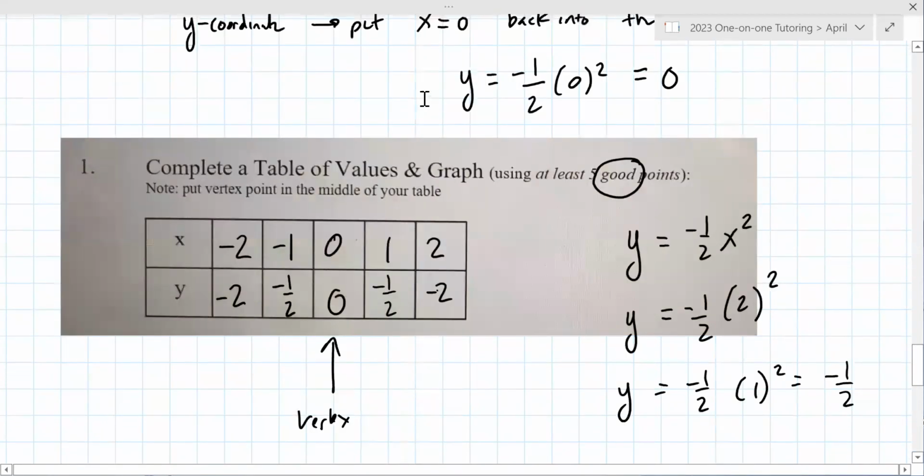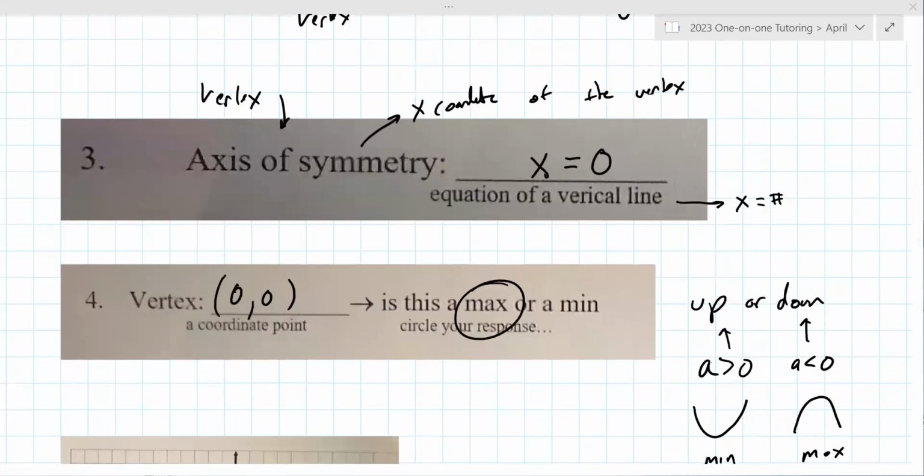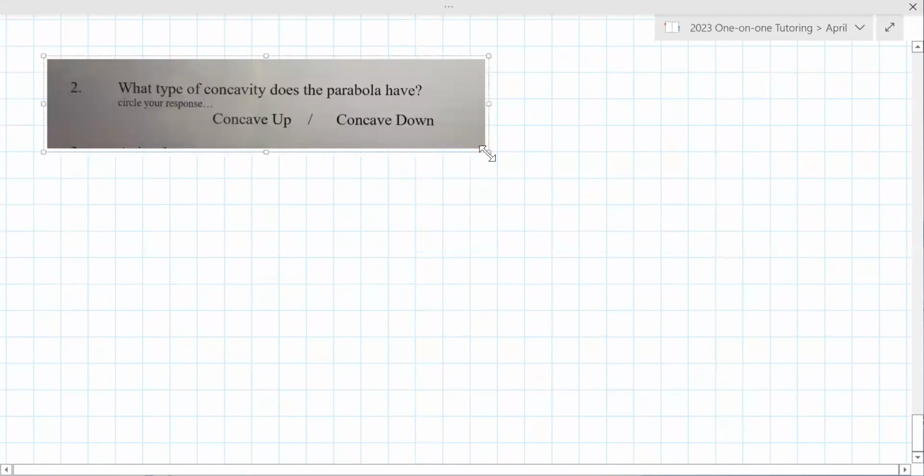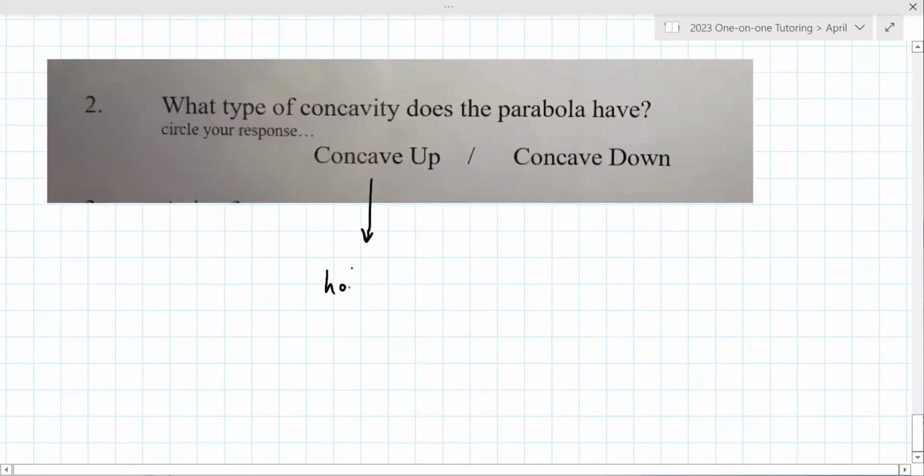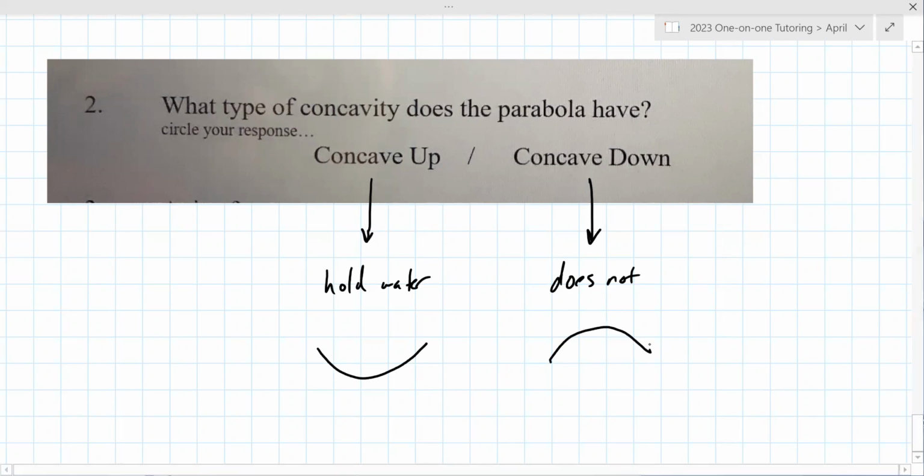And then we did not answer question 2. Let me snip it in. 2 is concave up versus concave down. Let me snip that, and then we'll talk about what that means. Often the reference to concave up is that it would hold water, meaning it would not leak out. Concave down does not. Is that how you saw that in class? Sometimes you hold your hand cupped up, cupped down. It really falls in line with whether it opens up or down in this problem.